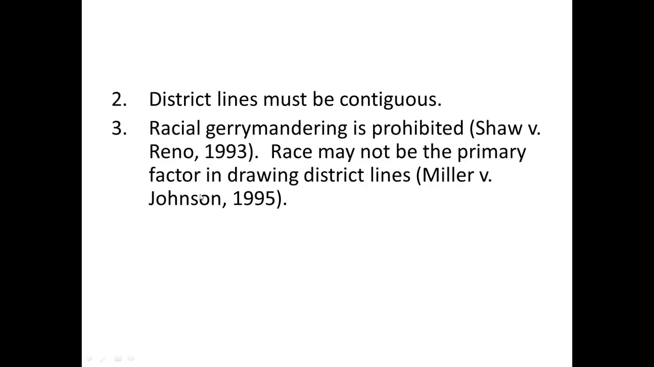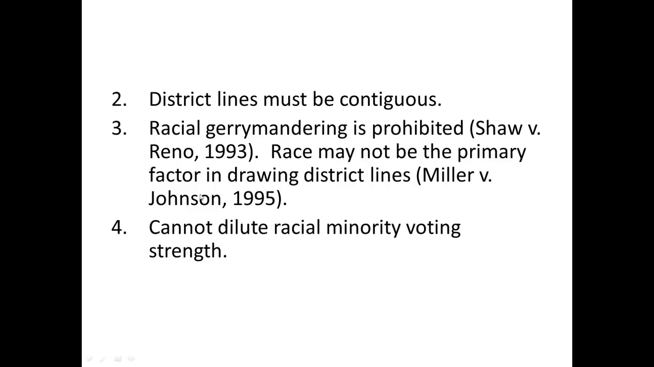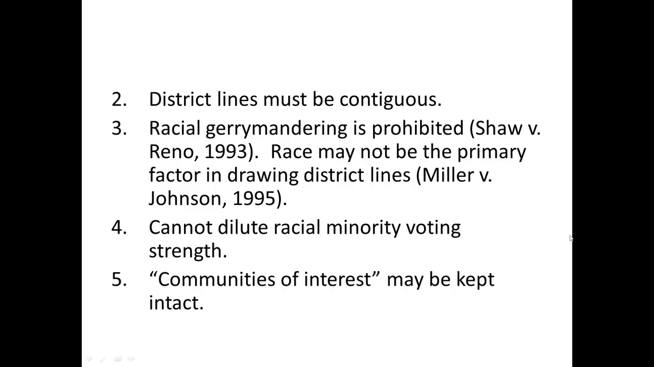Racial gerrymandering is prohibited. This is one of the few kind of rules here with gerrymandering. You cannot use race as a determining factor in drawing lines. So you're not going to put all the white people together or the African Americans together, even if it's for good intentions, if that's what you're planning. No, you cannot consider race at all when drawing district lines. You cannot try to dilute the voting rights of racial minorities, which is probably why you'd be considering race when you're gerrymandering. And communities of interest may be kept intact.